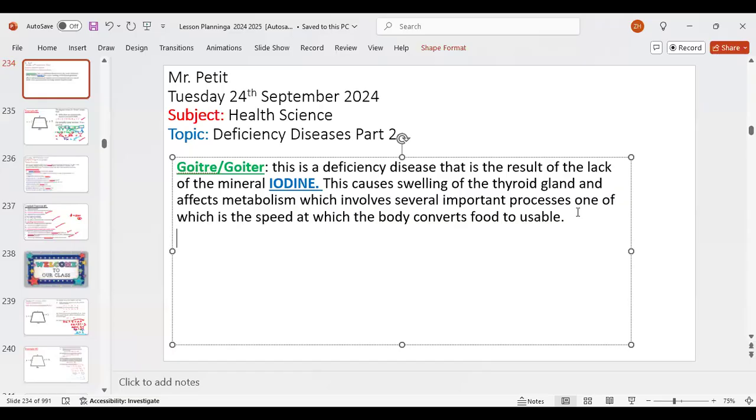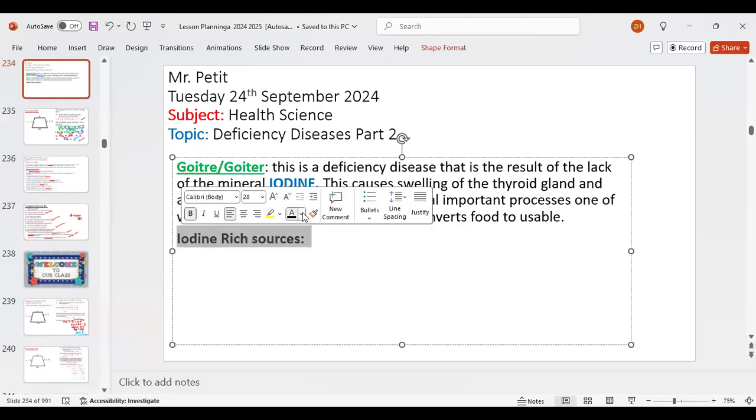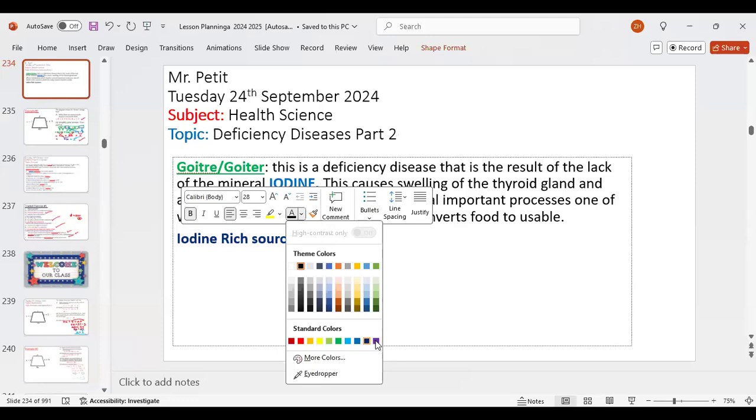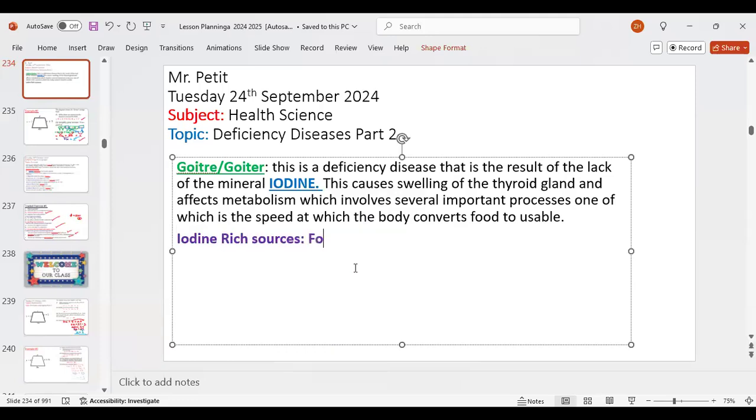And so where can we get iodine from? So, iodine-rich sources. You can get it from what? Salt. Not all salts have iodine. That's another thing. Not all salts have iodine. It has to be fortified. So it has to be fortified. We use sea salt. Fortified salts have iodine. What else has iodine? Fish. Fish, yes.